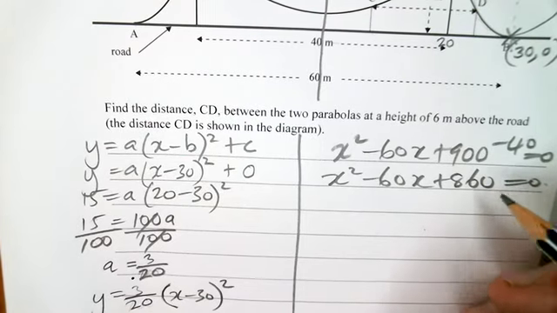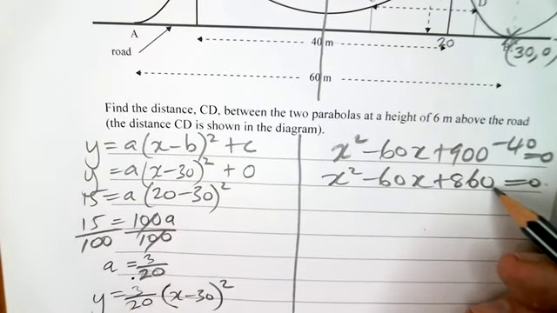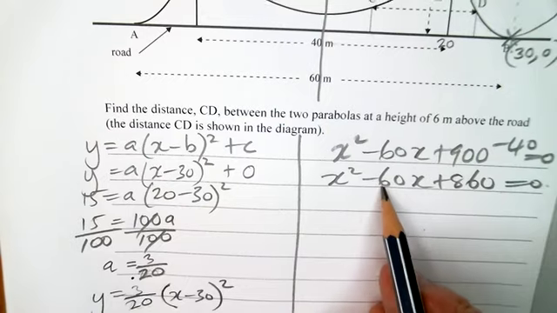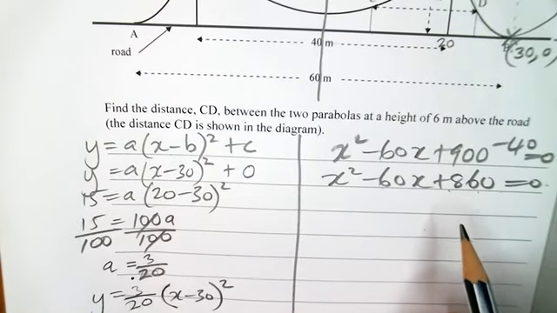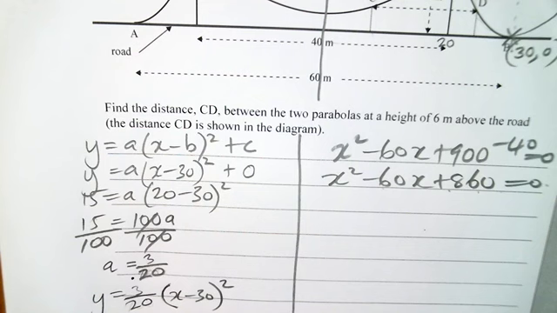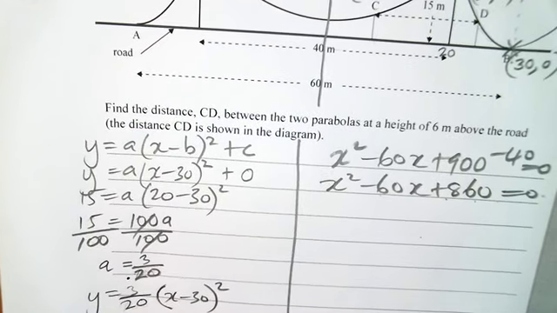Now, the question is, is 6 a factor of 86? And the answer is no, it's not. So there's nothing I can just factorize easily into 2 brackets with integers in there. That's not going to work. So let's instead use the quadratic equation.